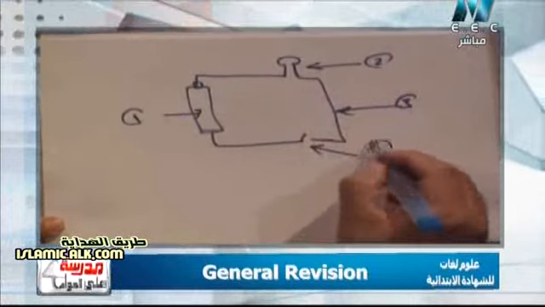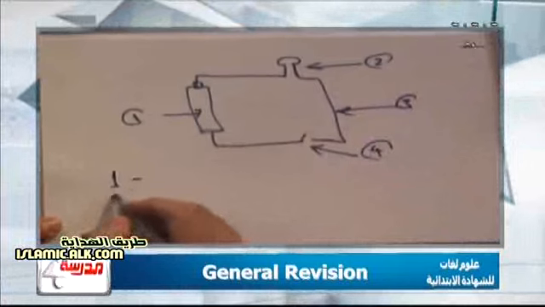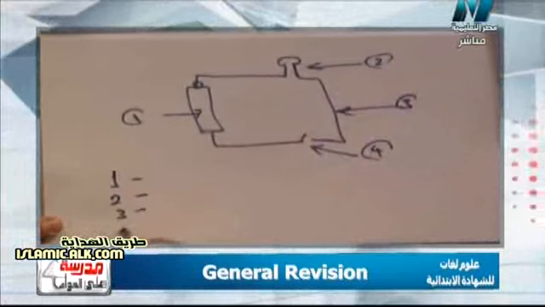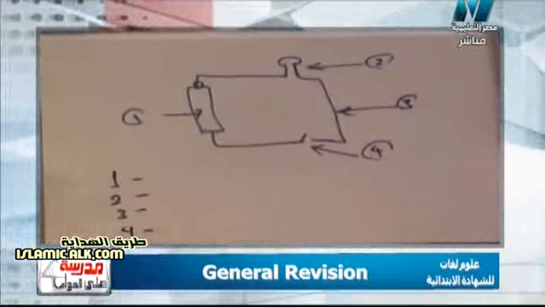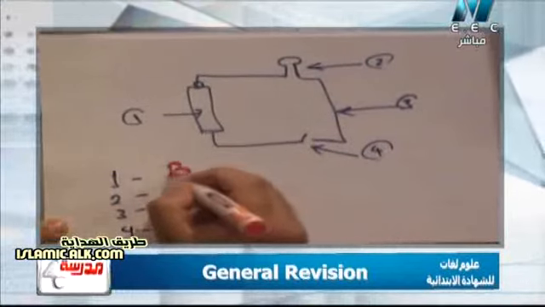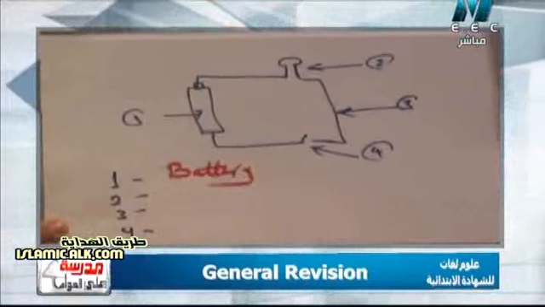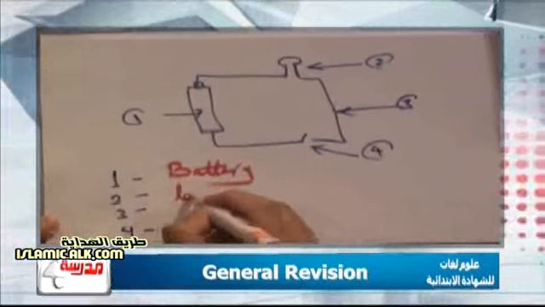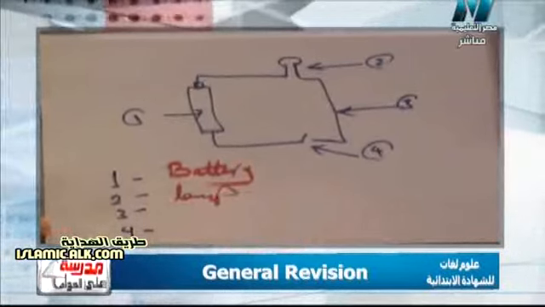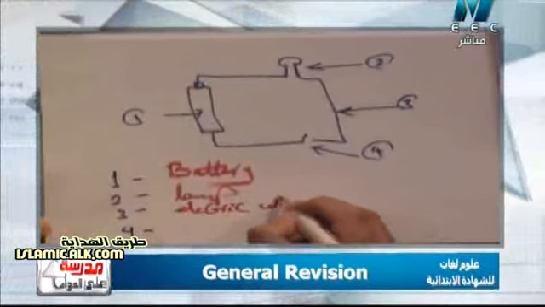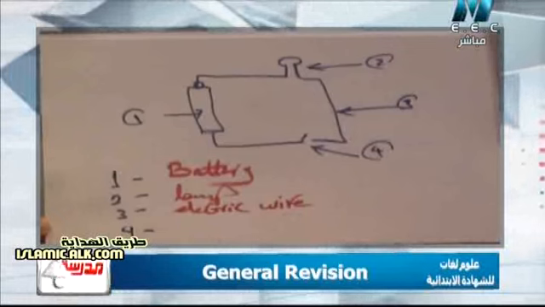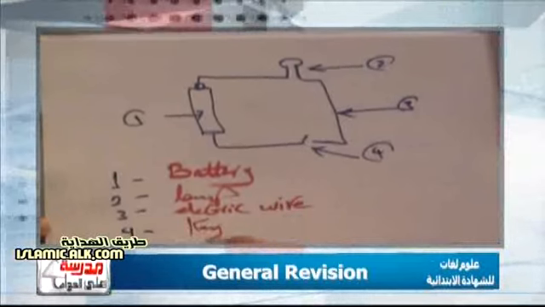As we know, number 1 is the battery or the dry cell. Number 2 is the lamp. Number 3 is the electric wire. And at last, number 4 is the electric key or the switch. So we have 4 main components, or at least 3 main components.